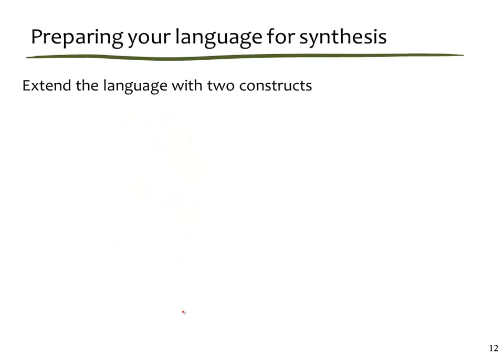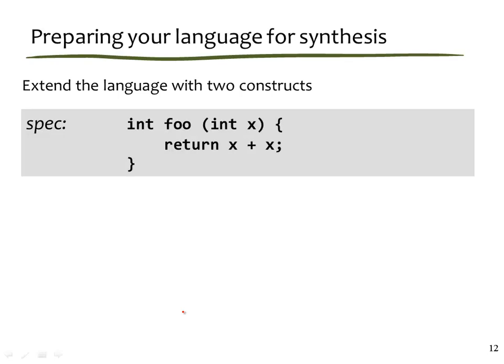So the first thing you need to do is take your language in which you want to synthesize, and that could be pretty much anything, and prepare it for synthesis by adding two constructs. And these could essentially look like this. So first you write a specification, which by the way doesn't need any special constructs usually, although more constructs could help. And the purpose here is just to define input-output behavior. So this function here just computes x plus x.